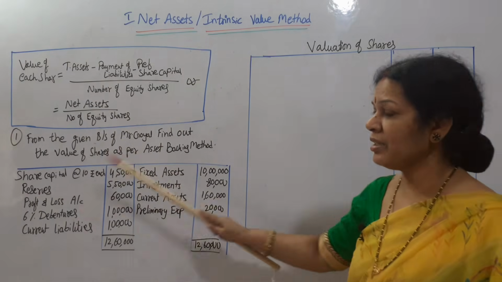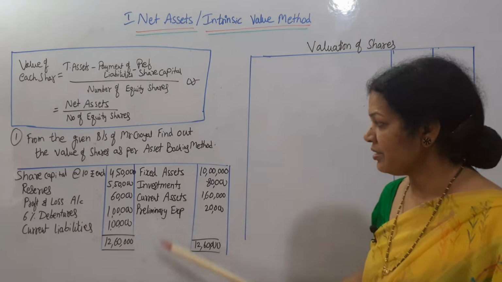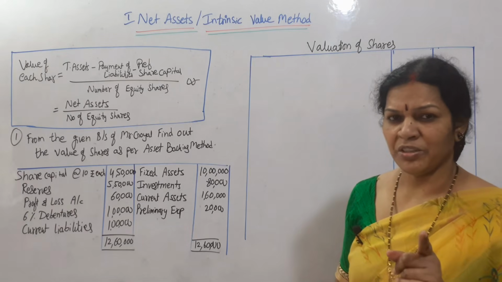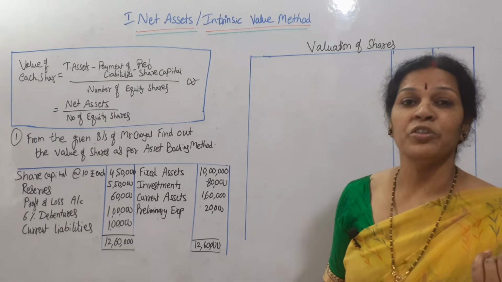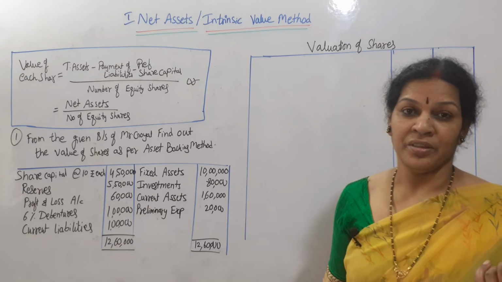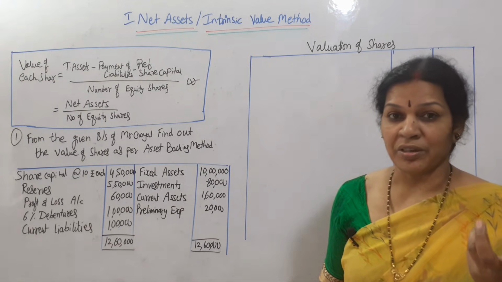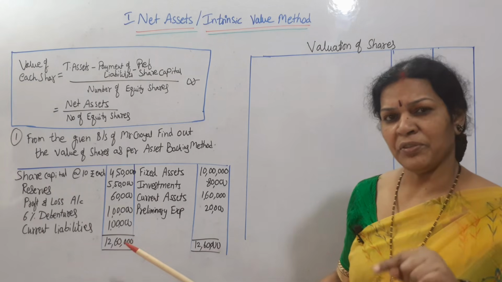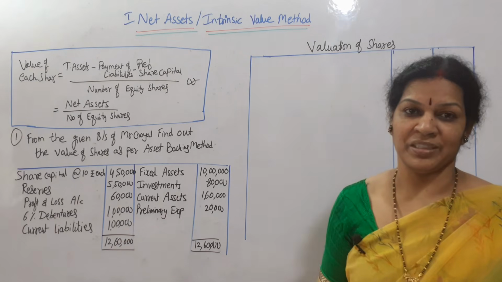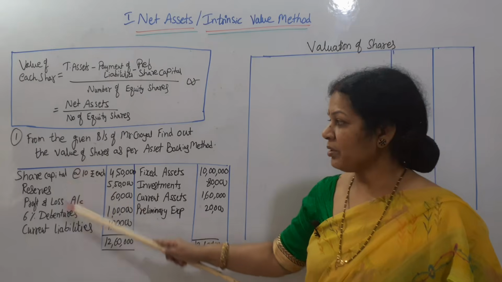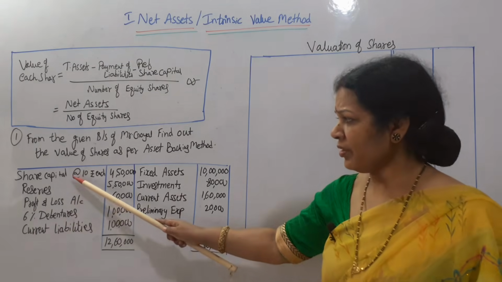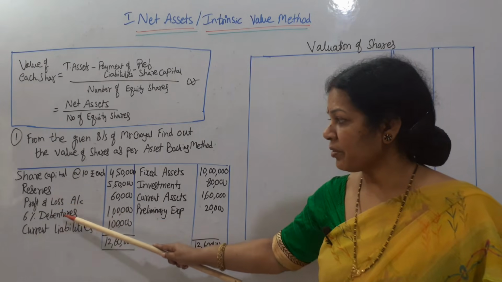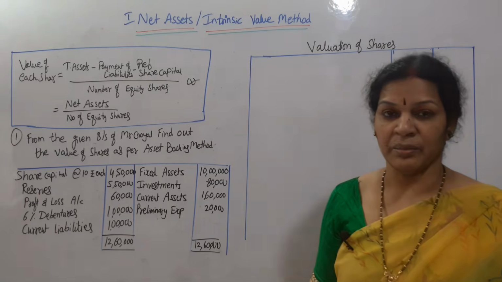What is given to us? The balance sheet is given. On the asset side: fixed assets, investments, current assets, preliminary expenses. You know what preliminary expenses are? From a promotional point of view, to develop the organization, we have to give some promotions. For that purpose, if you are spending anything, we say preliminary expenses. And now coming to the liabilities side: share capital, which means nothing but equity share capital only. Reserves, profit and loss account, 6% debentures and current liabilities.